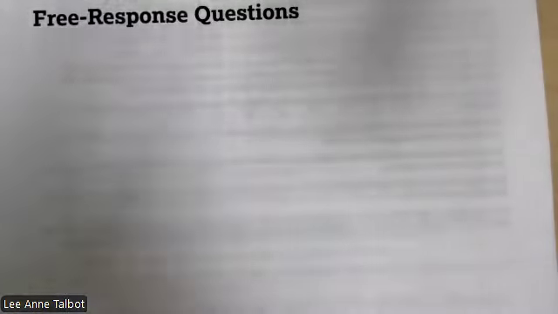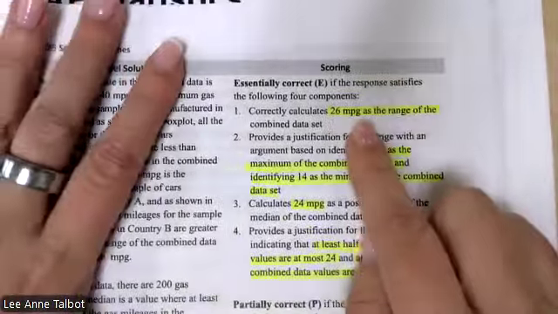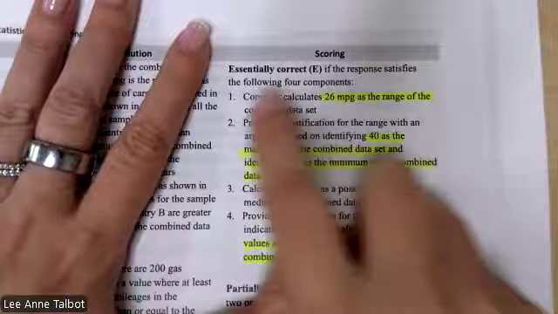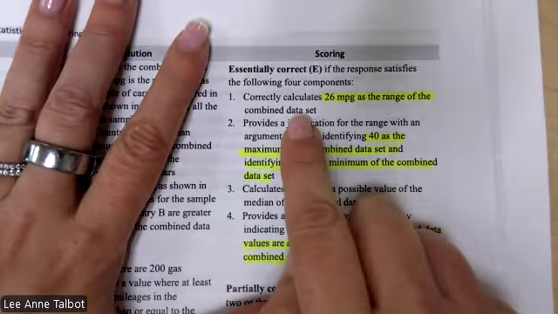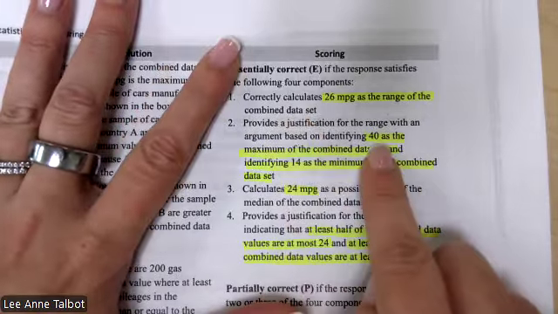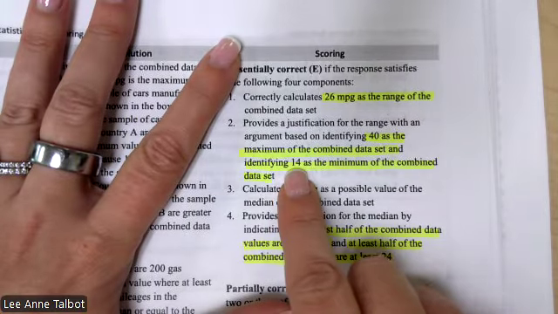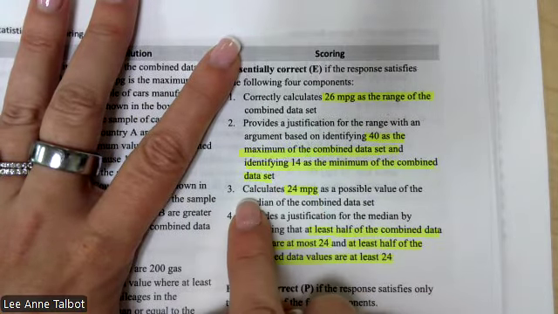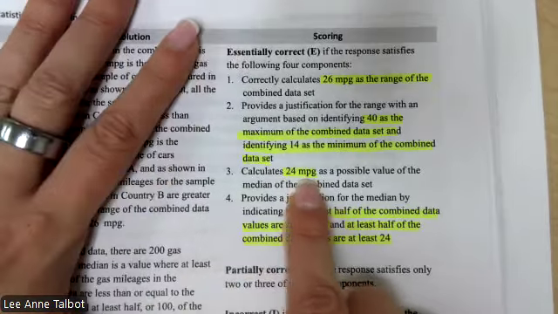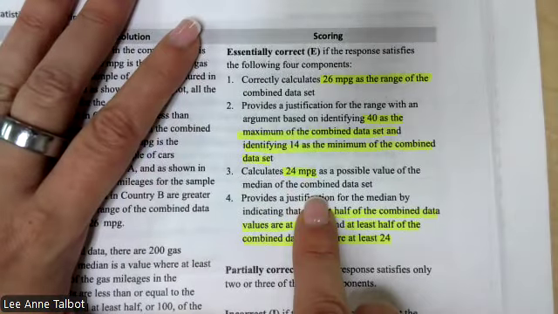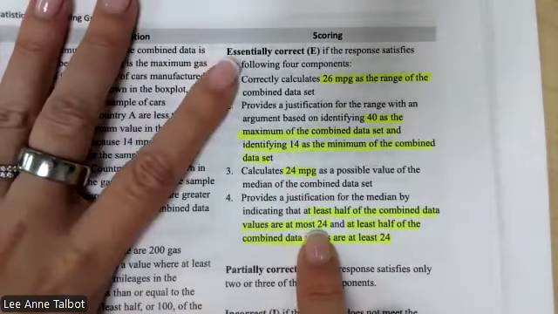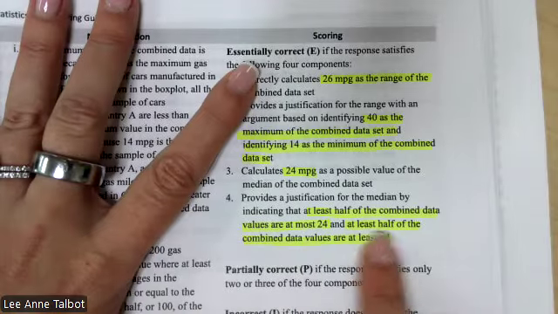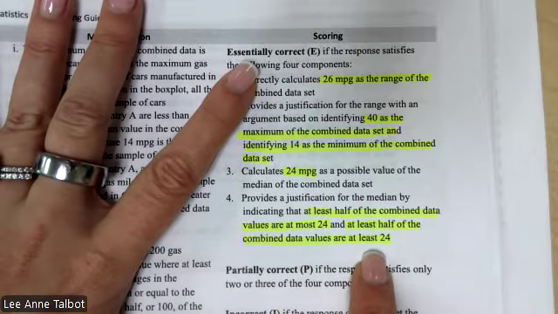Okay. C. And this one's spicy. For an E, you have to have all 4 of these things. You need to say 26 miles per gallon is the range of the combined data set. You need to show your work, saying 40 minus 14. You need to say 24 miles per gallon is the median of the combined data set. And you need to say something like half of the combined data values are 24 or less than 24 and half of the combined values are greater than 24.